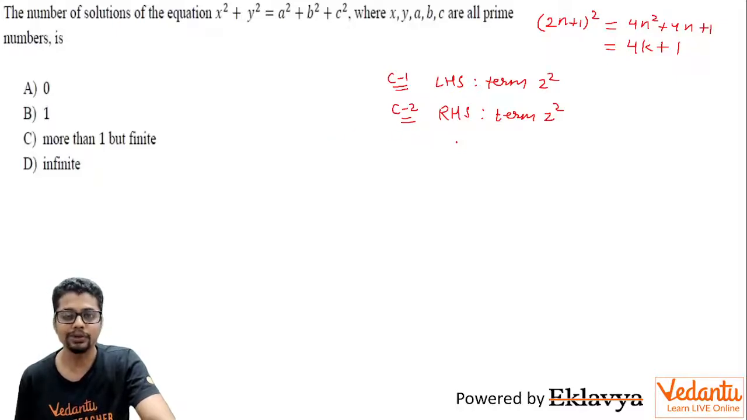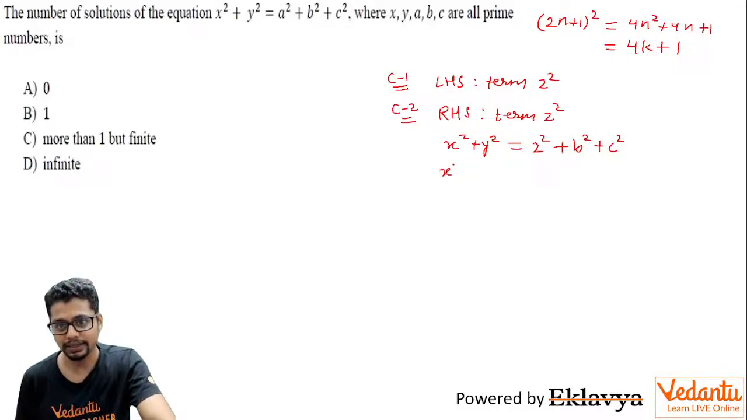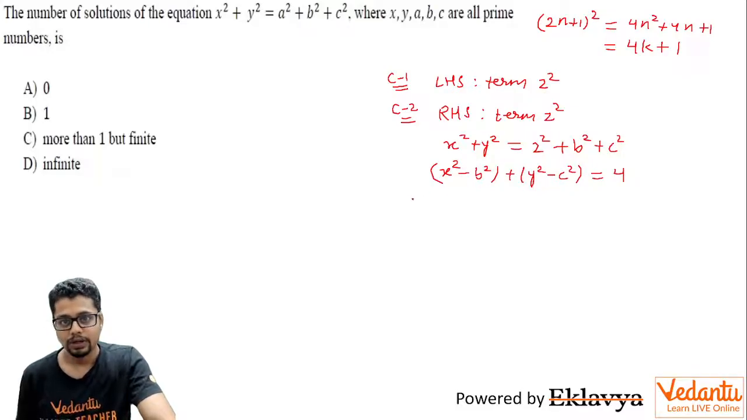If both sides when you divide by 4 give different remainders, then the left hand side can't be equal to the right hand side in any way. So let's say without loss of generality a square is 2 square, and mind you that means b square and c square are squares of some odd prime numbers. So here you may consider x square minus b square plus y square minus c square equal to 2 square, which is 4.